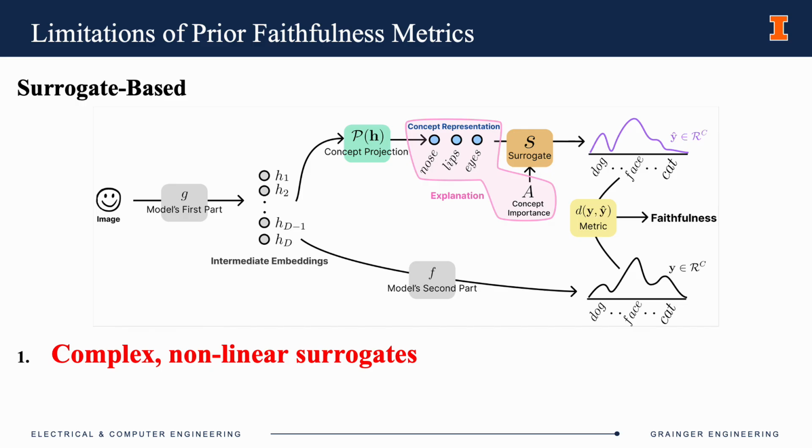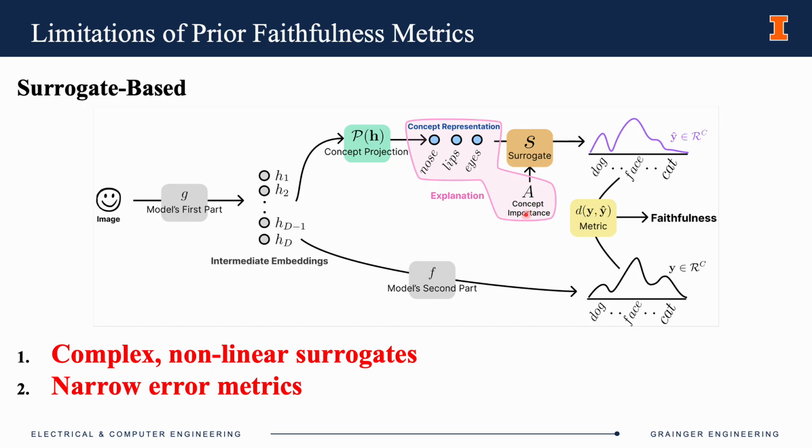Surrogate-based methods come with two main limitations. First, they often use complex nonlinear surrogates. These surrogates will capture hidden computations in order to properly map to the output space. And these hidden computations are something that an interpreter, like a doctor, is also expected to do when looking at the explanation. Thus, these nonlinear complex surrogates allow explanation methods to show their interpretable explanations and also report high faithfulness.